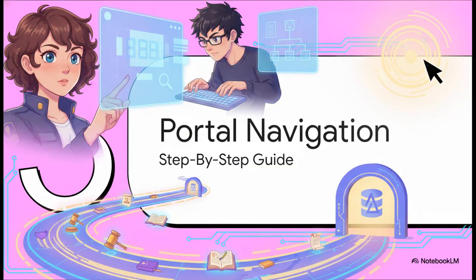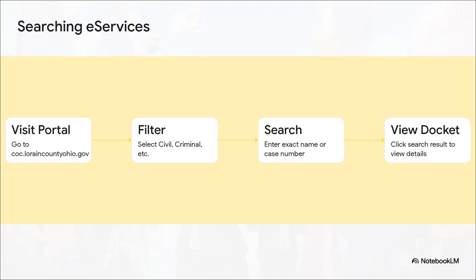Okay, Section 3, step-by-step portal navigation. Here is your exact procedural guide. Let's imagine we're looking up a civil suit. Step 1, you'll head over to the clerk's e-services portal at coc.loraincountyohio.gov. The great news is this site operates 24 hours a day, 7 days a week.